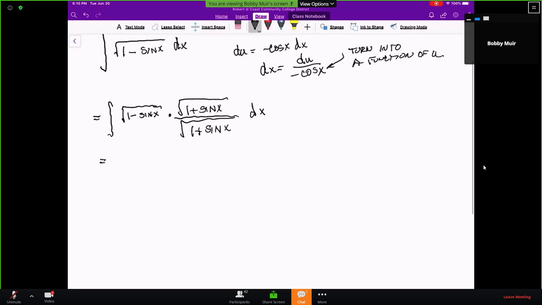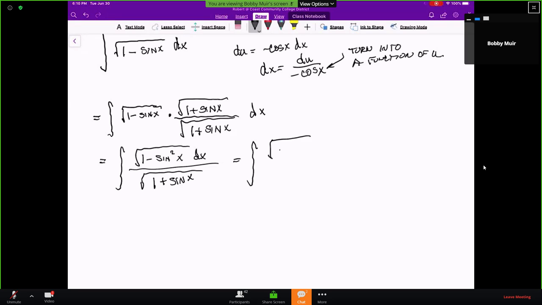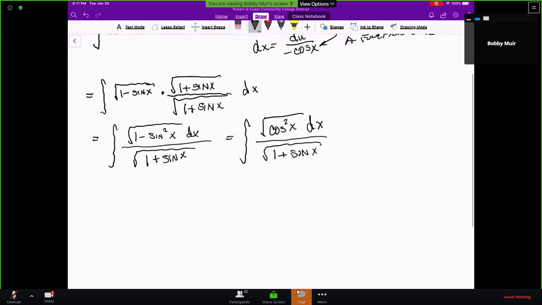Okay, so now if I distribute this, it's going to be the integral. And then the top is going to be, when I multiply that out, 1 minus sine squared x dx divided by the square root of 1 plus sine x. And then we use the identity that that's going to be the square root of cosine squared x dx divided by the square root of 1 plus sine x. And I'm sure many of you see now how to do this problem.